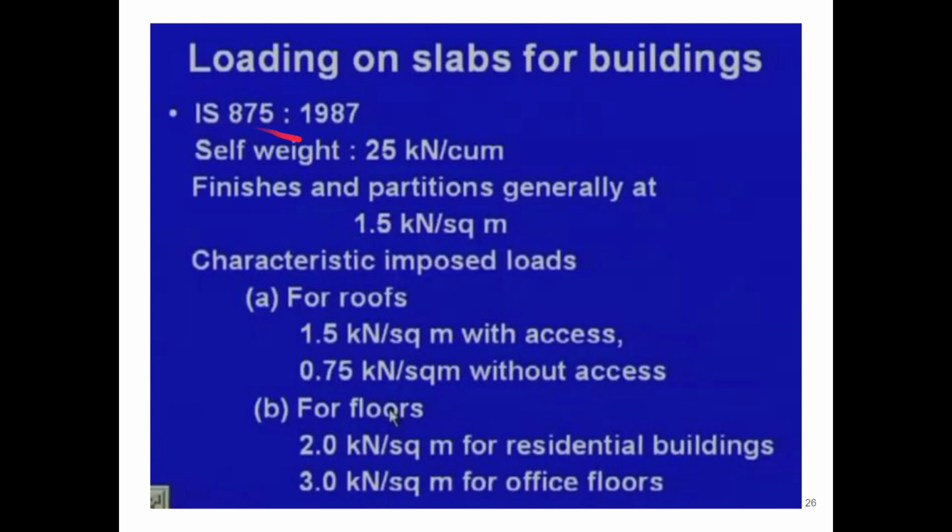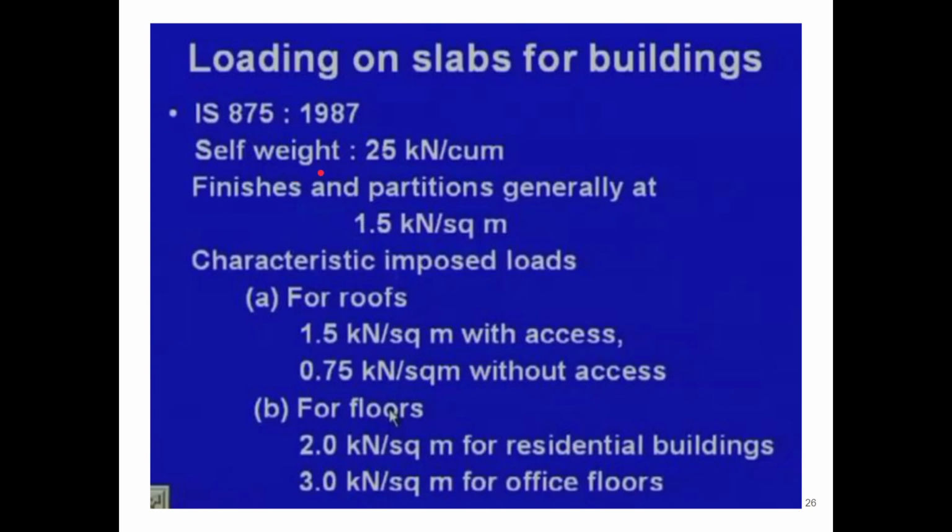That is a separate code because of such a significant event in our country, the earthquake. So they have separated the earthquake code from 875, that is basically 1893. But for other types of load we refer to 875. From that you will see the self weight, that is the dead load, basically 25. That is the weight of RCC.